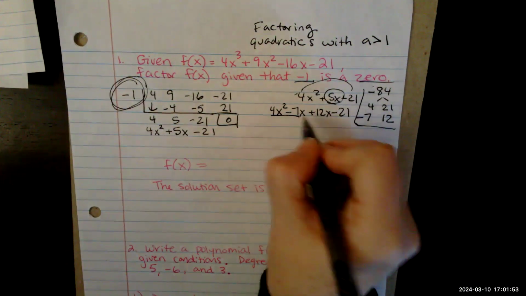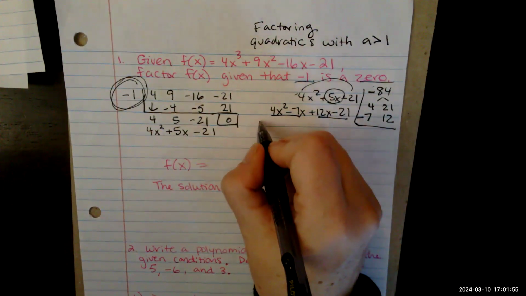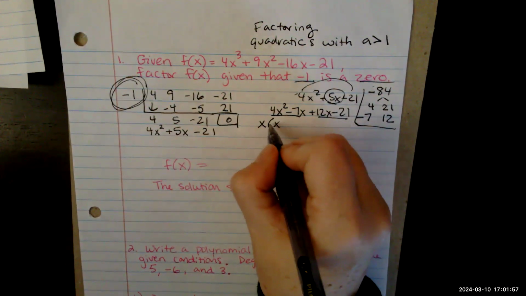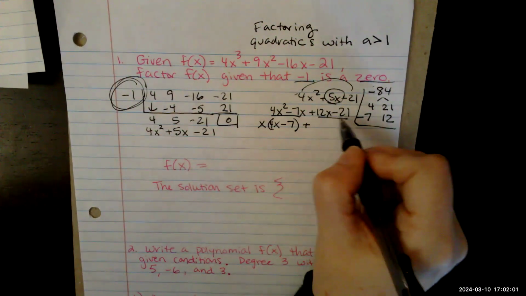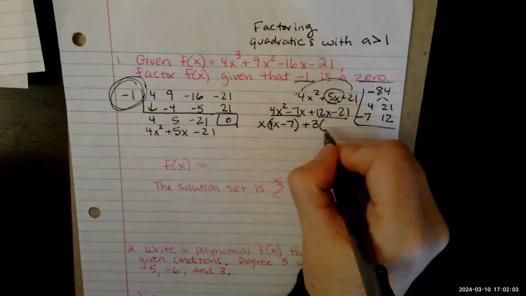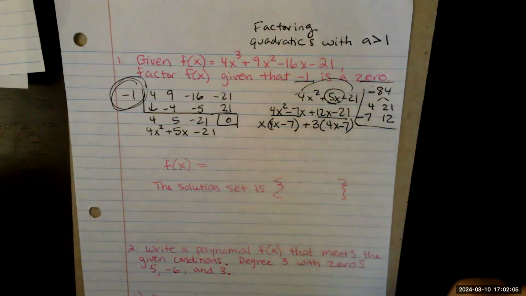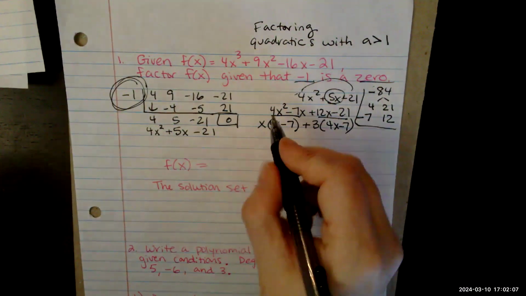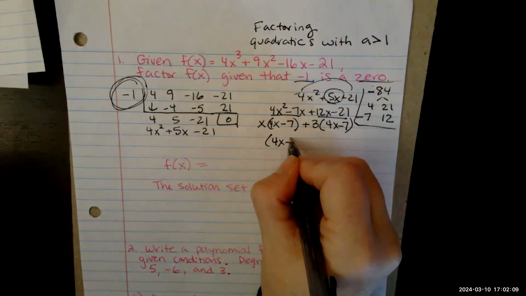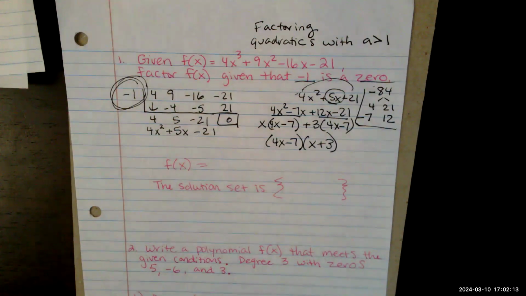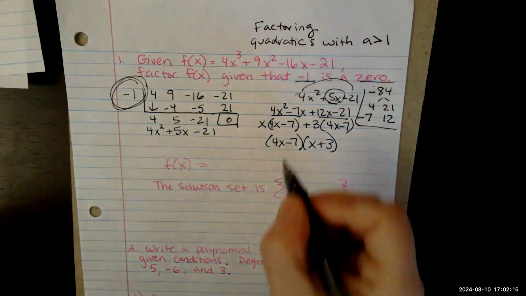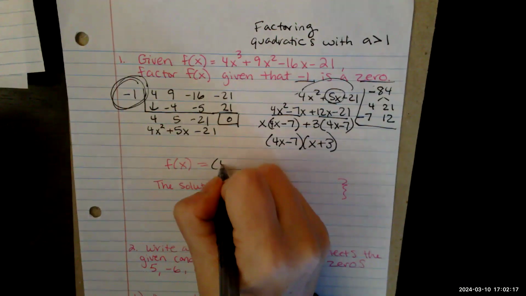So if I did this with grouping now, what could I take out of these two? Only an x. So I'd have 4x minus 7 still. What could I take out of these two? Just a 3. But now I have those parentheses match. So I get 4x minus 7 and x plus 3. And I was trying to factor, right? So these are my factors.